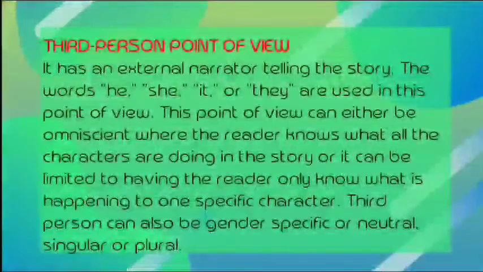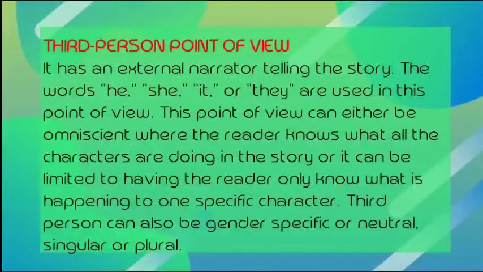Third person point of view. It has an external narrator telling the story. The words he, she, it, or they are used in this point of view. This point of view can be either omniscient, where the reader knows what all the characters are doing in the story, or it can be limited, having the reader only know what is happening to one specific character.